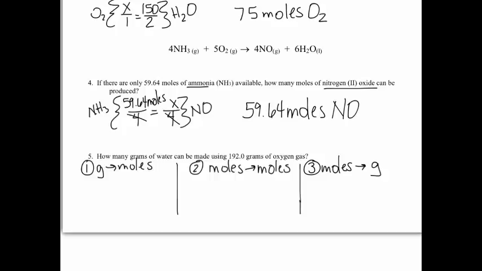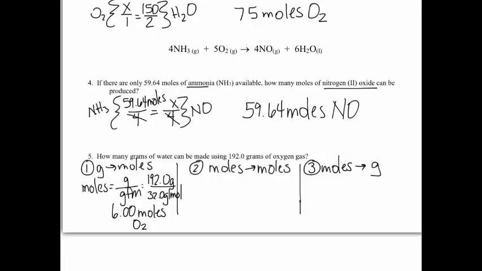So the first one, we need to get to moles of oxygen gas. So we're going to use our moles equation. Moles is equal to G over GFM. The mass we were given was 192.0. And then we just need to use the GFM of O2. Oxygen is 16. 2 of them would be 32. 192 divided by 32 is 6. And now we have our moles of oxygen.